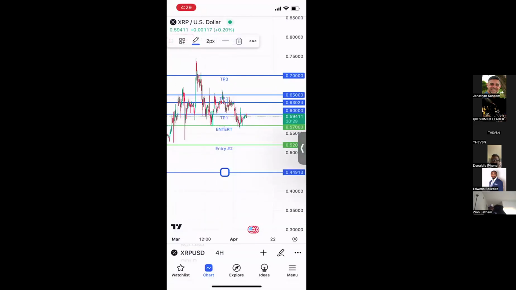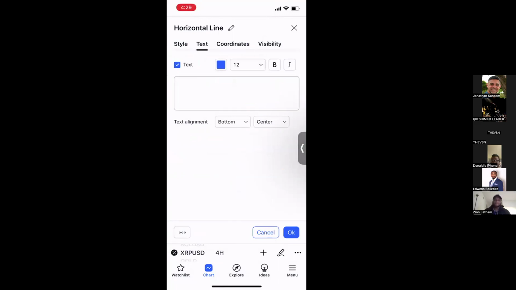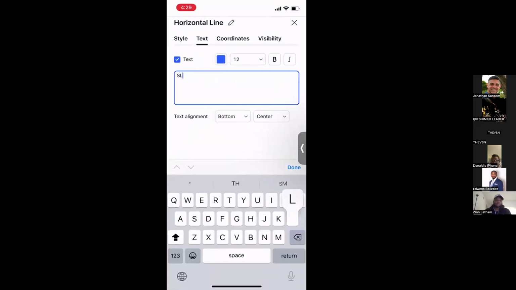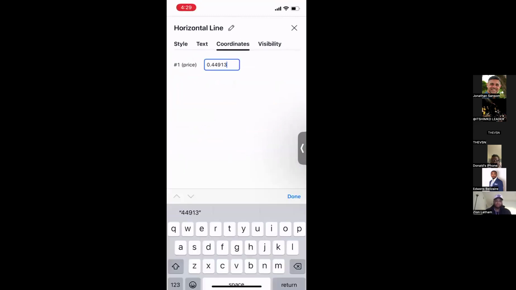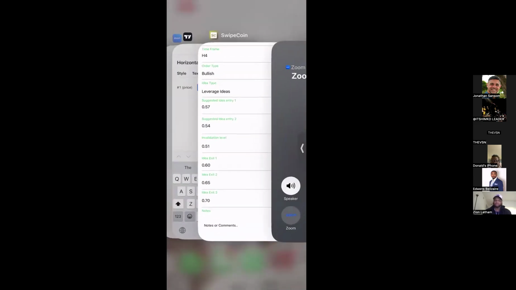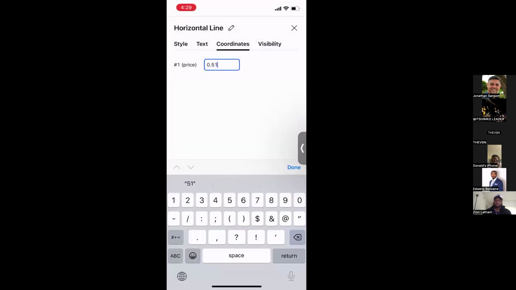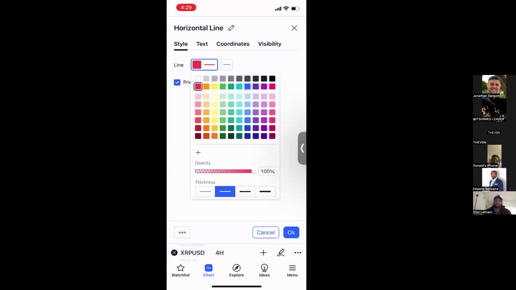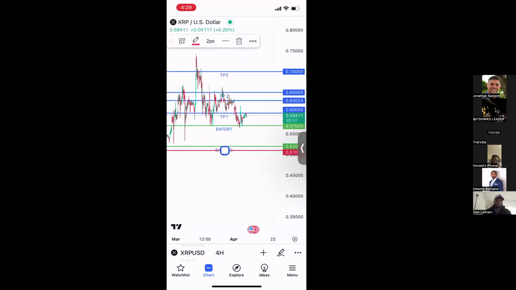I double click it. I go to text. I put stop loss, which is SL. Guess what? I put in the numbers that they said. It was 50. What was it? 51, right? I dump it right here, SL, and I put it red. Why red? Because it's gonna stomp me out. So boom, look at that.